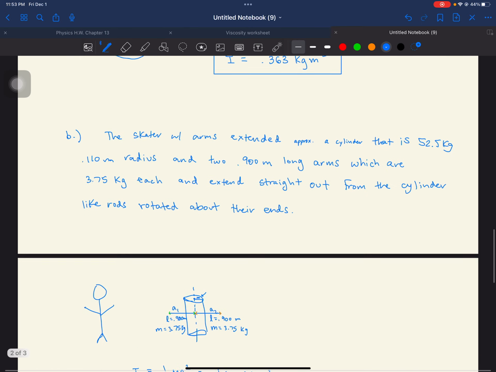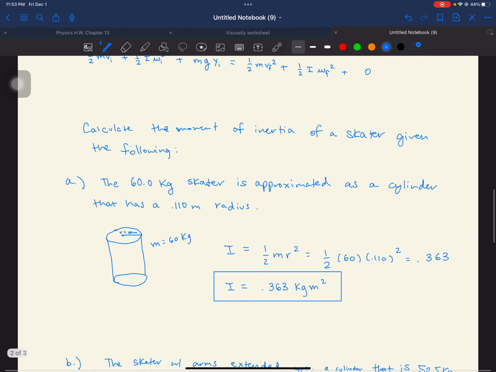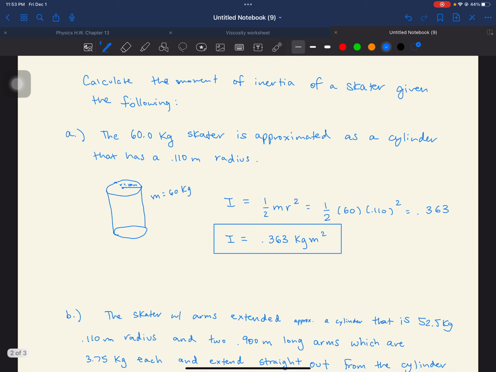Just to recap, for part A, we were asked to find the moment of inertia of just the skater without the arms. Here's the skater on the left-hand side, and we were asked to just find the moment of inertia of the body, which was considered as a cylinder. That's why we took the formula of the cylinder, which is 1/2 m r squared.